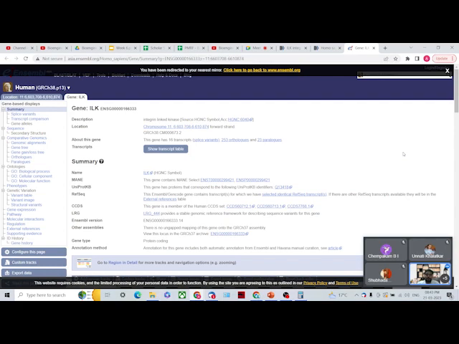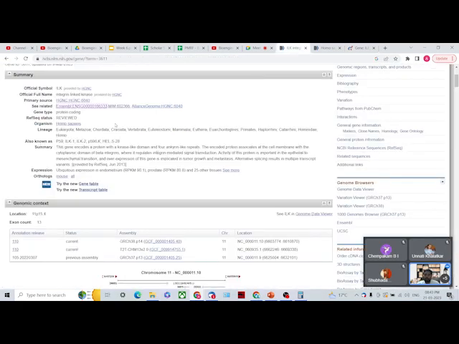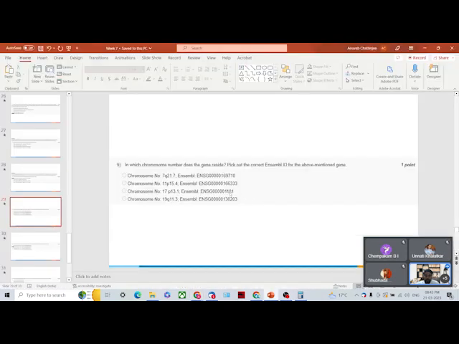So from this particular question, we have the Ensembl ID given right here, which is 5016633. Matching both of them, we have option B, which is correct. So the correct option is B. The chromosome is 11p15.4 and the Ensembl ID is this. So this was for this particular question.